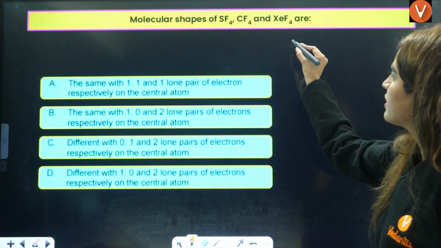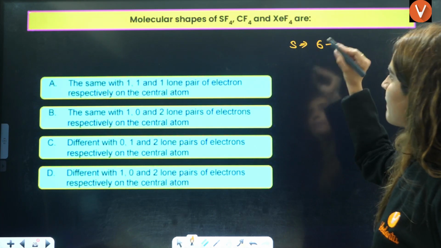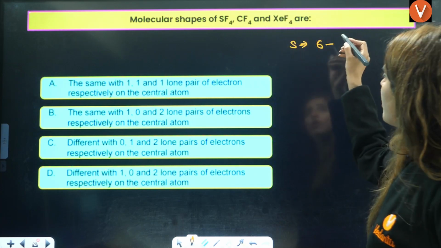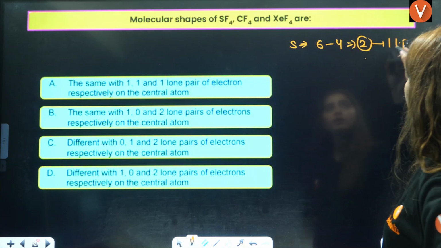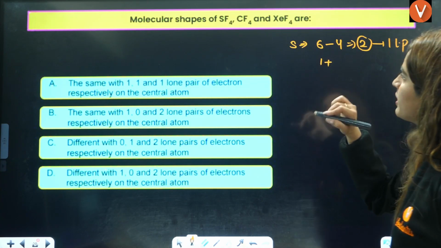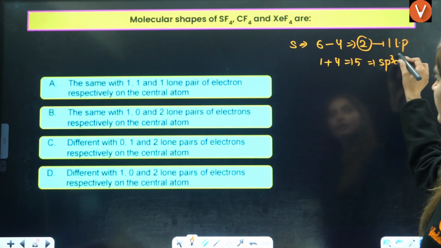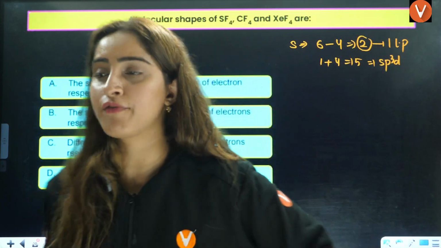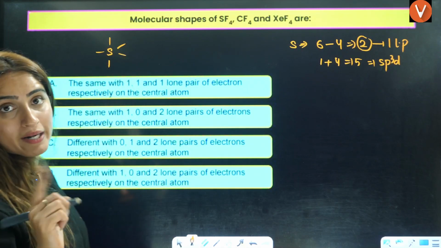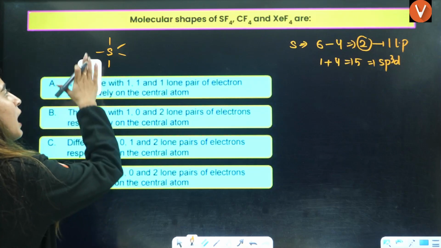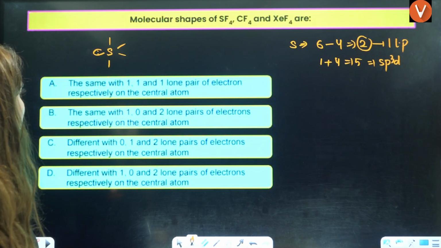First is SF4. Sulfur belongs to group number 16. It is 6 minus, this we have done just now, minus 4 electrons involved here. 2 means you have 1 lone pair. Lone pair plus bond pair is 1 plus 4 bond pairs, it is 5. That means it is sp3d. That means here the shape of SF4 is going to be 1, 2, 3, 4, 5, 6. That is, the geometry is trigonal bipyramidal. But you have to replace 1 bond pair with a lone pair. So this is going to be the shape, that is seesaw. Right?